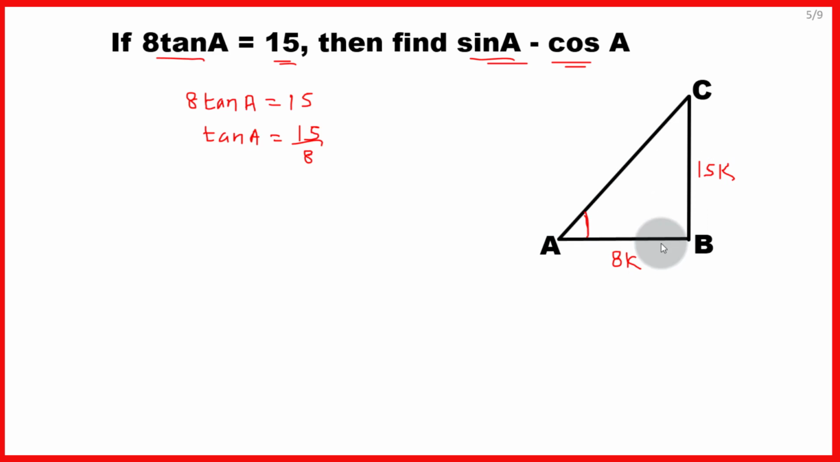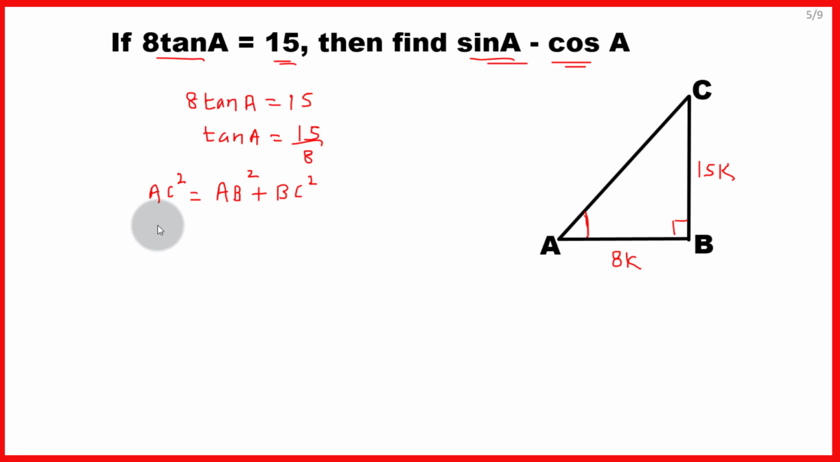Now ABC is a right angle triangle, right angled at B, and so we can apply the Pythagoras theorem here to find the length AC, and therefore AC square is equal to AB square plus BC square.